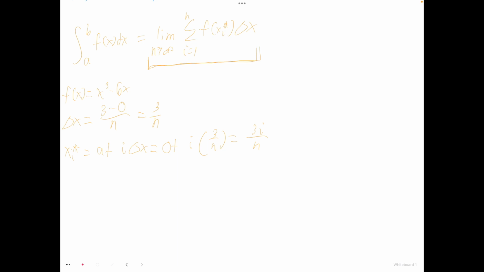And so what we're actually looking at then is the integral from 0 to 3 of x cubed minus 6x dx equals the limit as n goes to infinity of the sum from i equals 1 to n of f of x sub i. x sub i is 3i over n, so we've got 3i over n cubed minus 6 times 3i over n. And then we multiply this by delta x, which is 3 over n. And so this then is our summation that we're doing, but we were told a specific n.